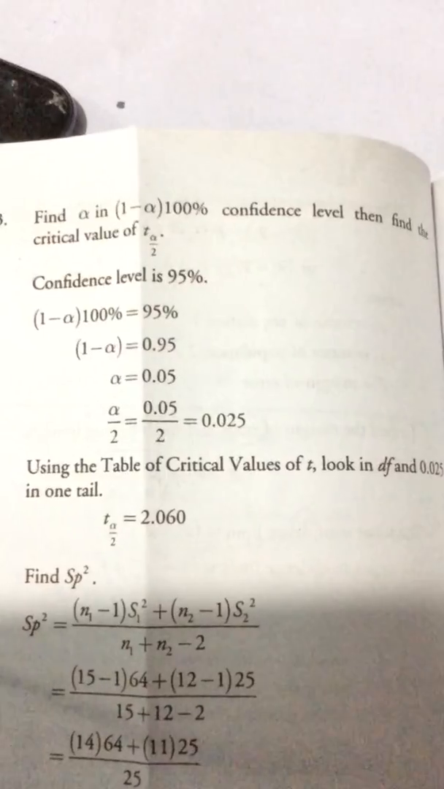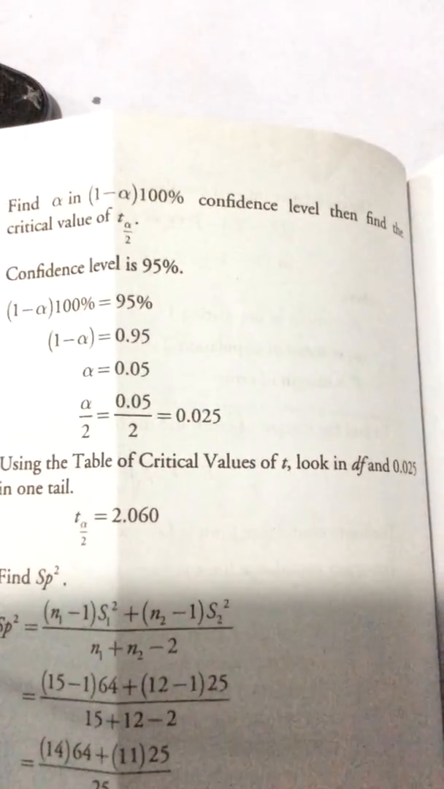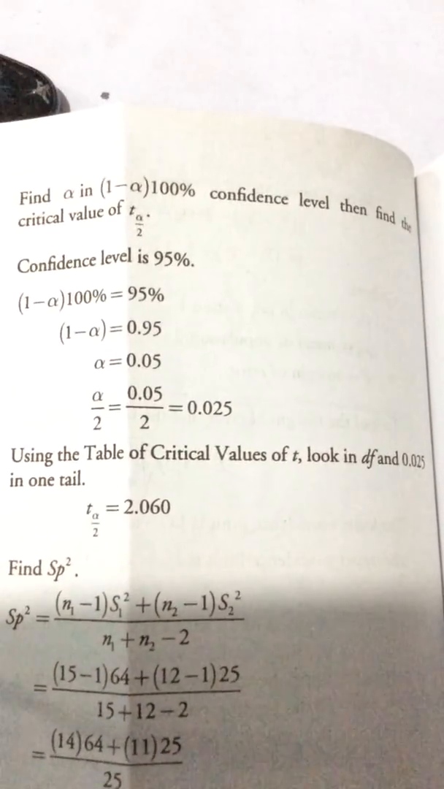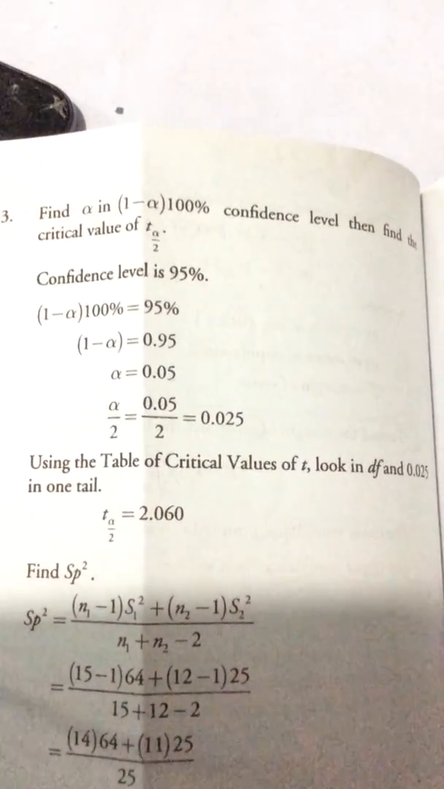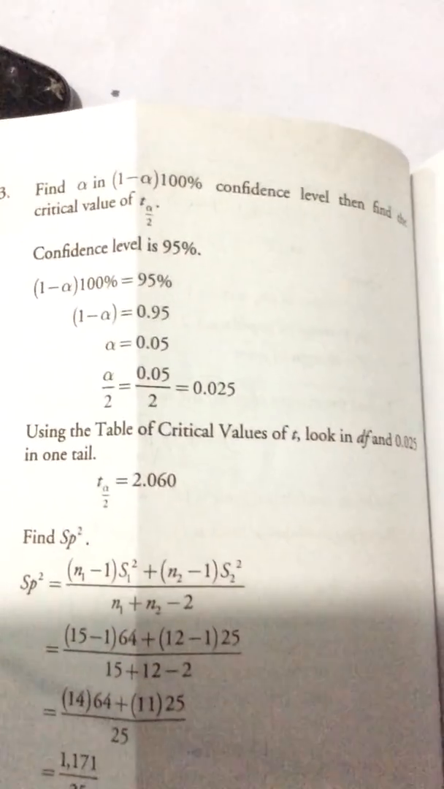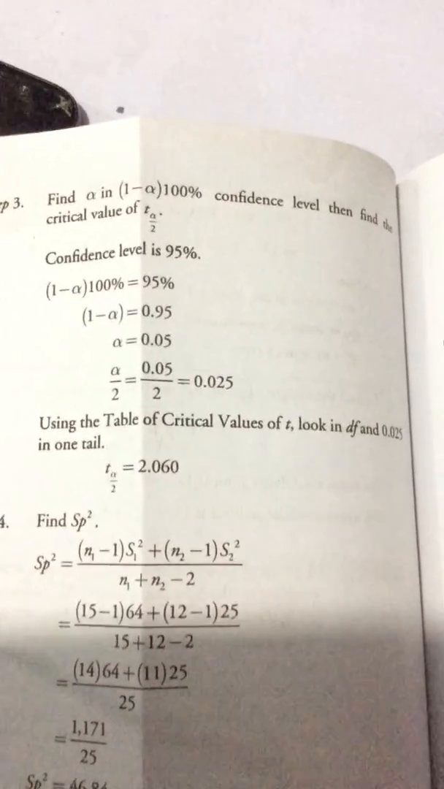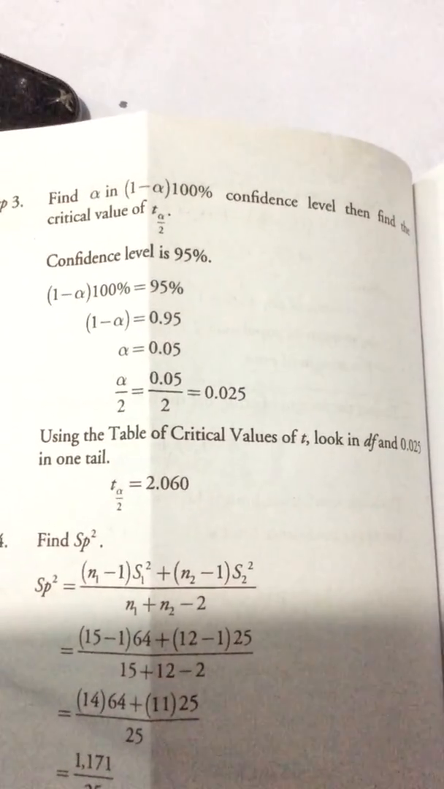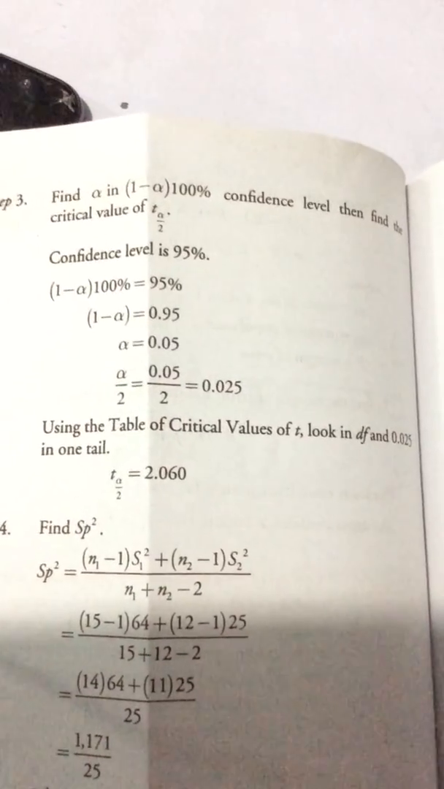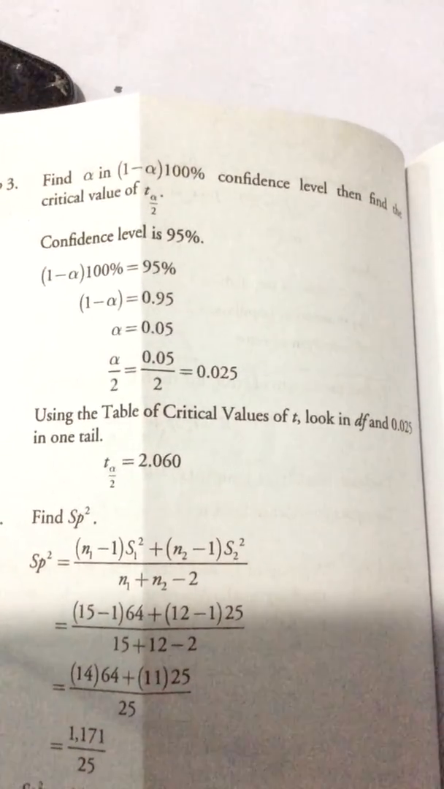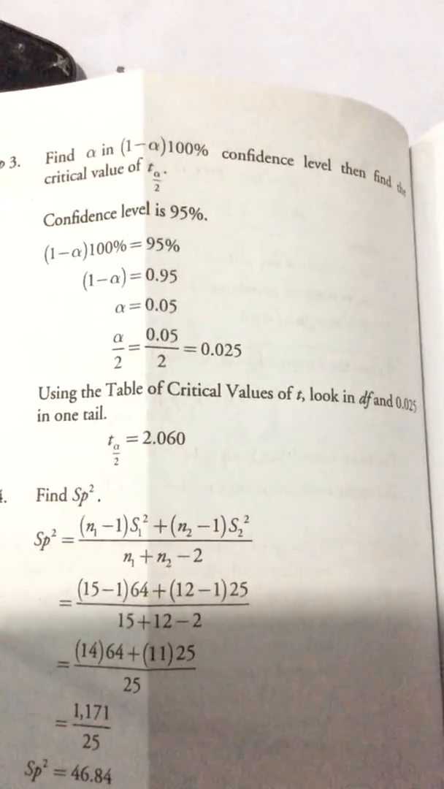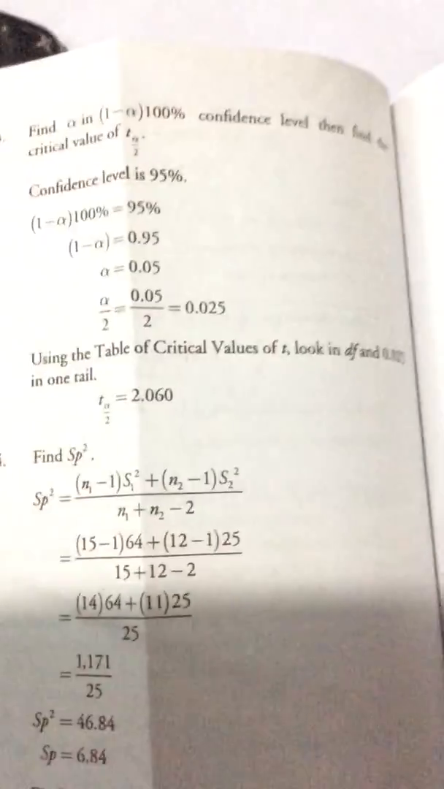So for alpha, in the quantity of 1 minus alpha times 100% confidence level, then find the critical value of t of alpha. So same pa rin. So confidence level is 95%. So the same value or the same step. So we have 2. Okay, alpha over 2 is 0.025. So use the one tail. So t of alpha over 2 is 2.060.